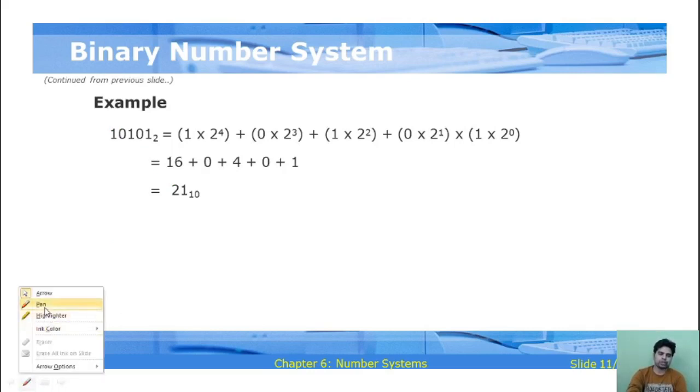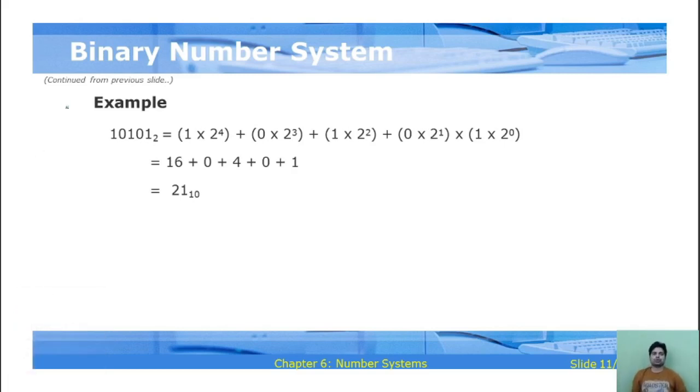We can see this with the help of an example. This is the example given here: the binary digits 1 0 1 0 1, with base 2. So yes, how can we convert? This is also a conversion, conversion from binary to decimal.